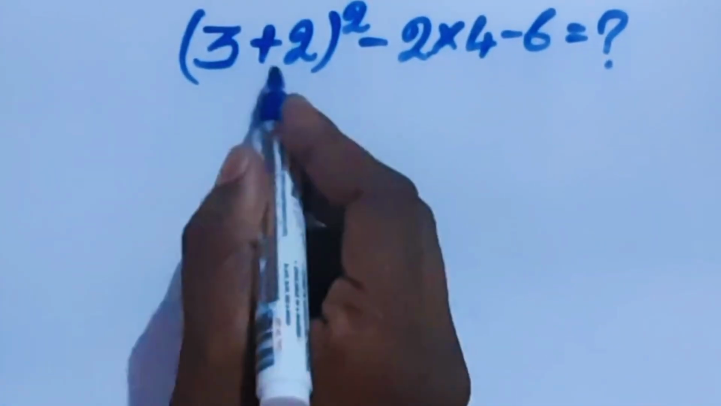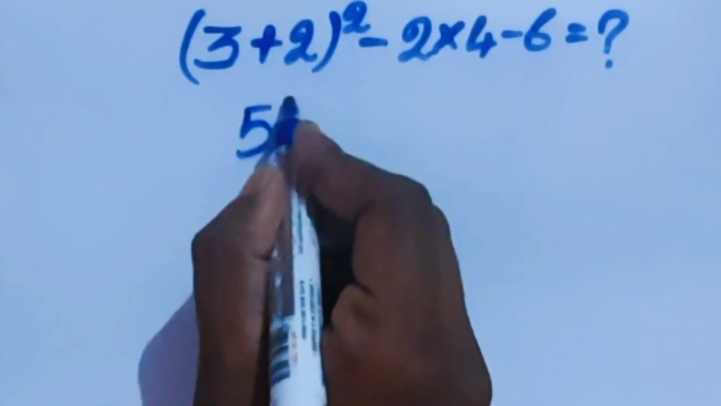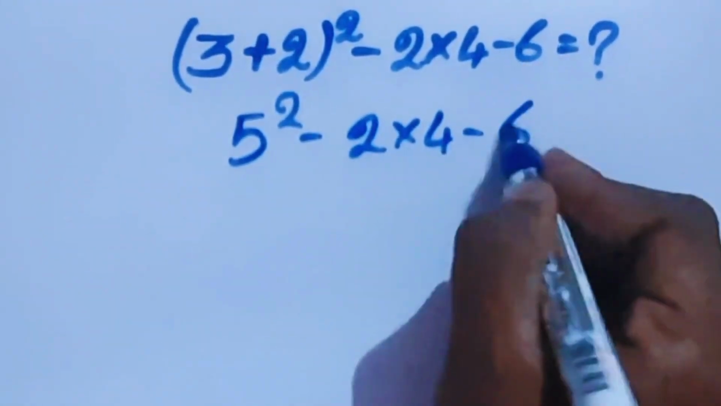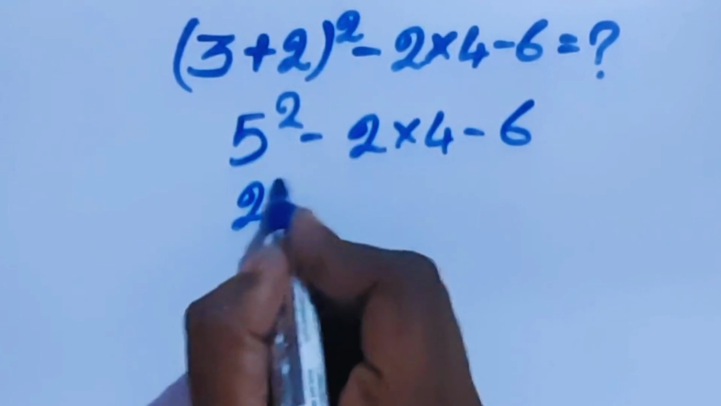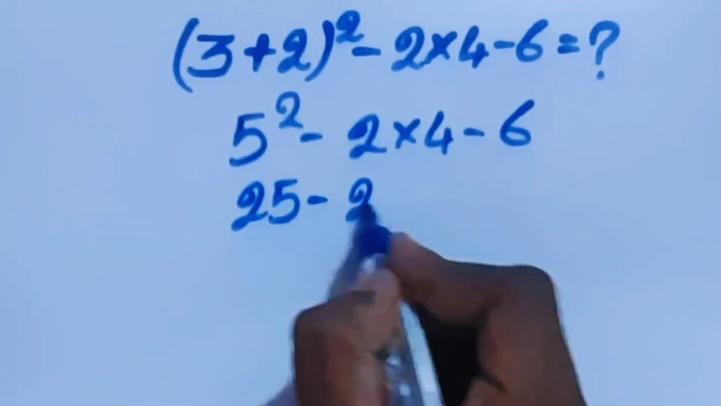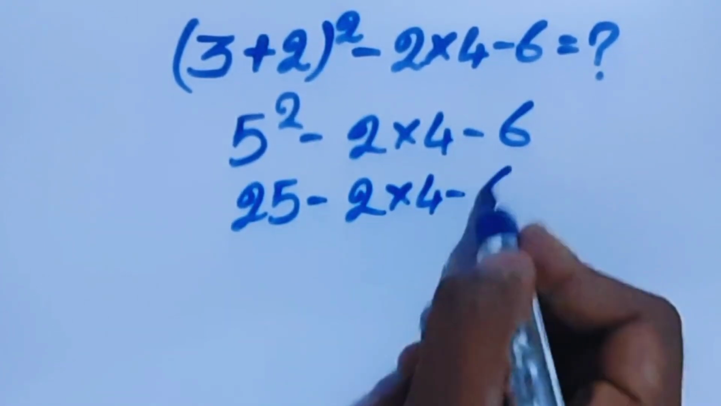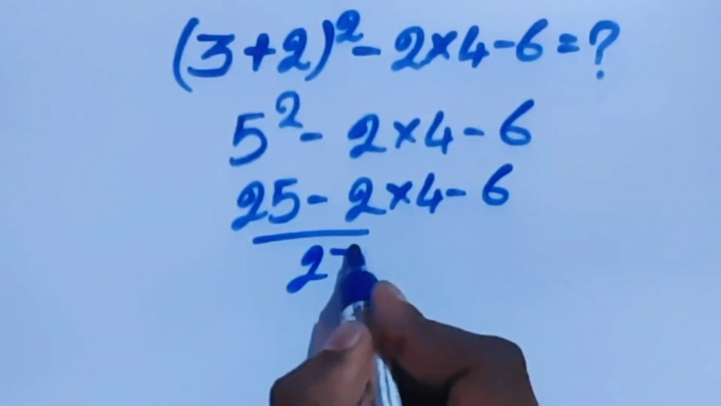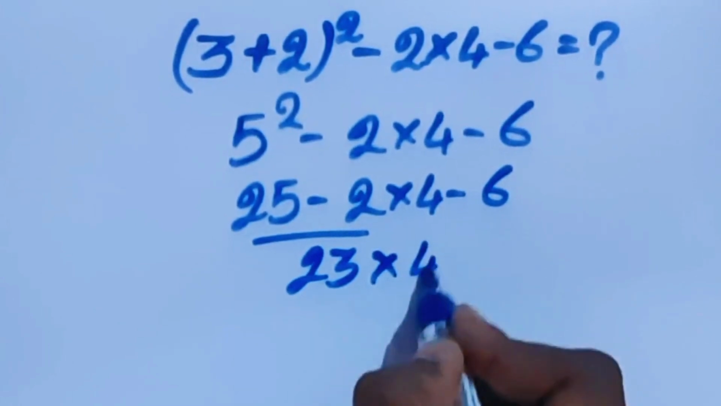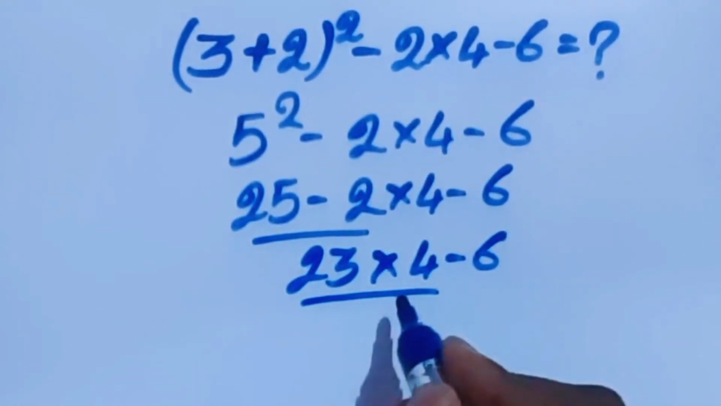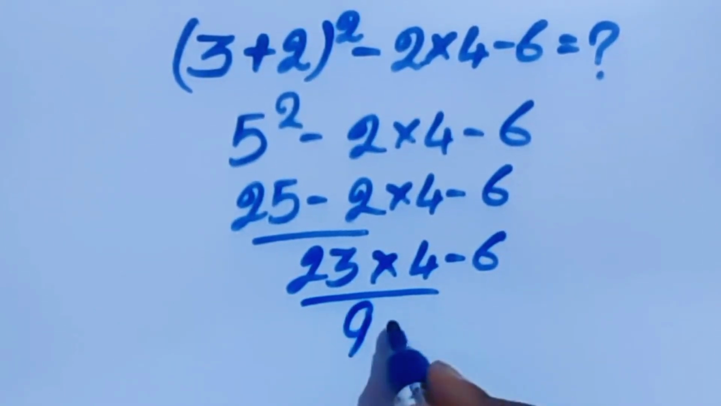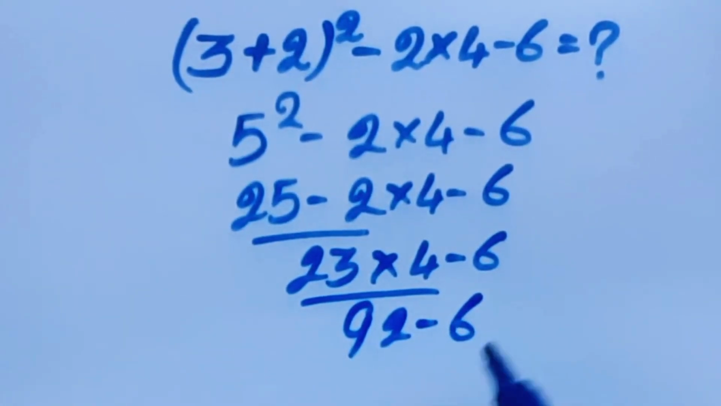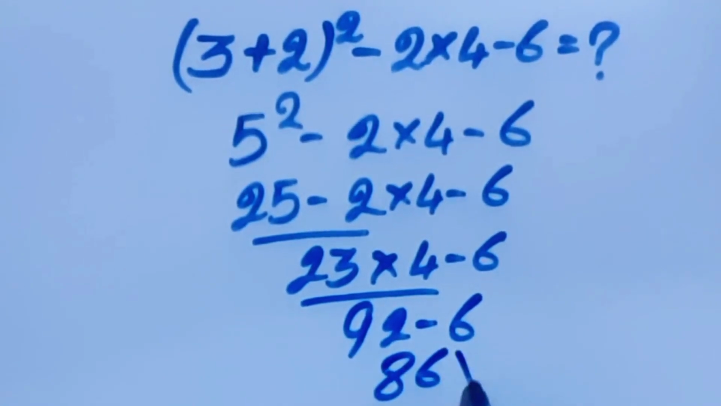I guess here 3 plus 2 is 5 squared minus 2 times 4 minus 6. Here 5 squared is 25 minus 2 times 4 minus 6. Here 25 minus 2 is 23 times 4 minus 6. Here 23 times 4 is 92 minus 6. Here 92 minus 6 is 86, which is the wrong answer.